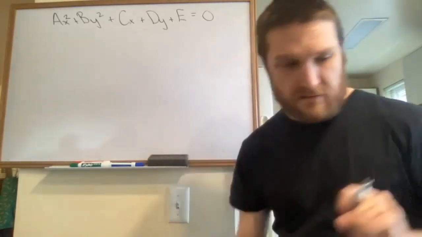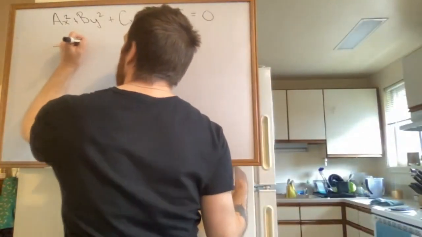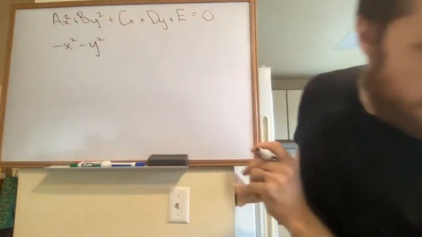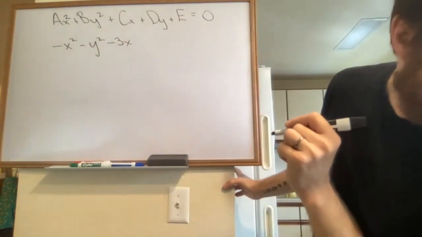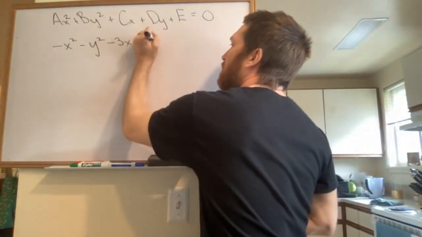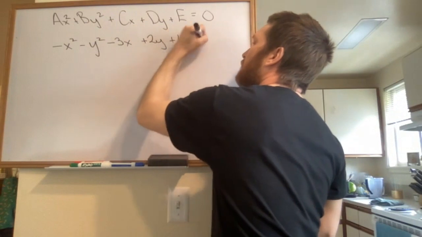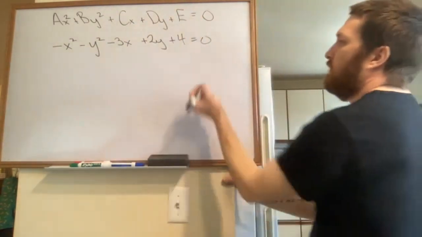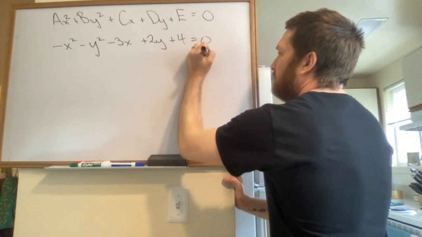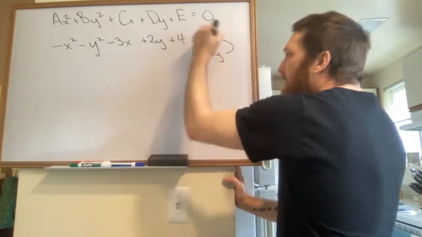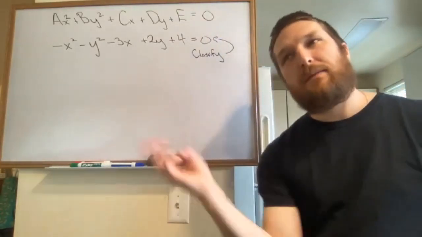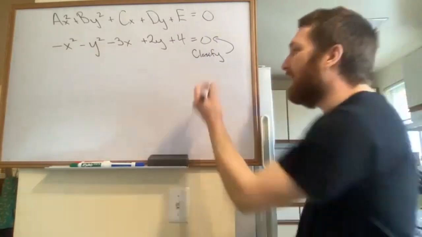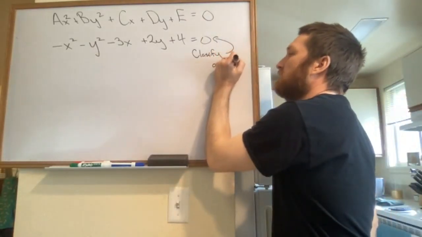And so, for instance, given this thing right here, minus x squared minus y squared minus 3x plus 2y plus 4 equals 0. We want to classify this, which means figure out whether it's a parabola, a circle, a hyperbola, or an ellipse. So basically we're classifying it as a conic section.